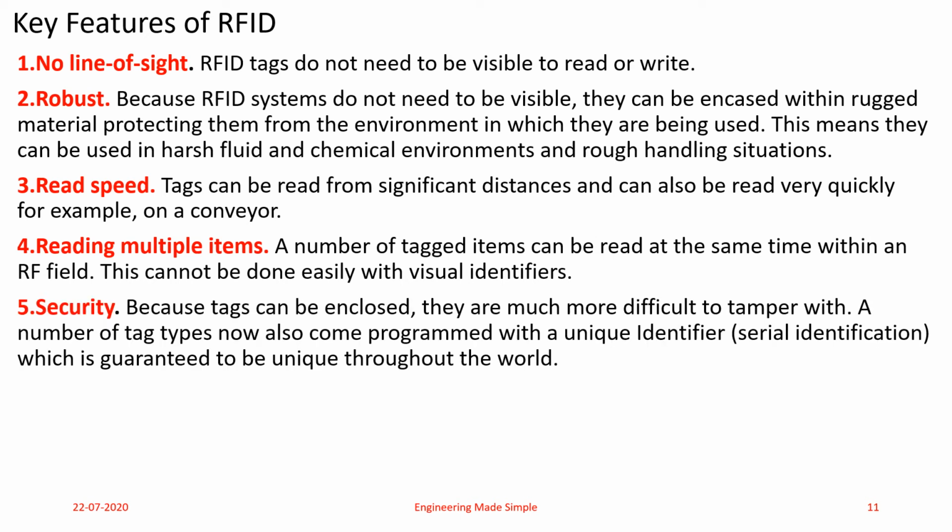Security: because tags are enclosed in a casing, they are much more difficult to tamper with. A number of tag types now also come programmed with a unique identifier, that is a serial identifier number, which is guaranteed to be unique throughout the world. So it enhances security as it consists of a unique identifier, and it is difficult to tamper with as it comes in a casing, which is not the case with barcodes, which can be easily tampered with.